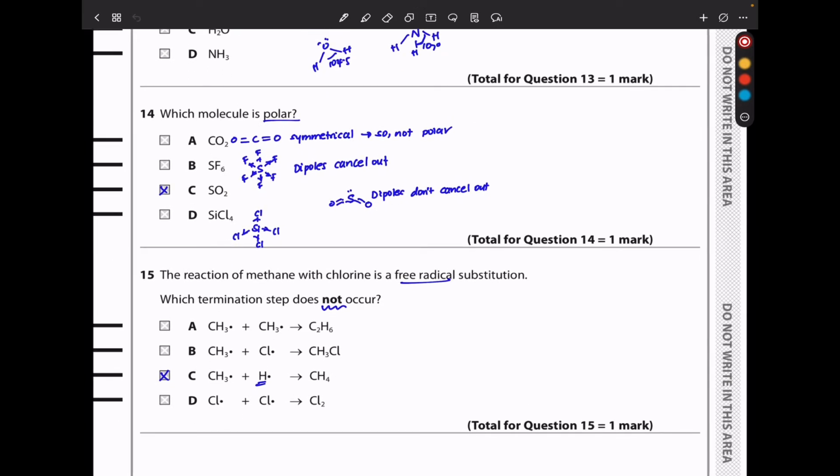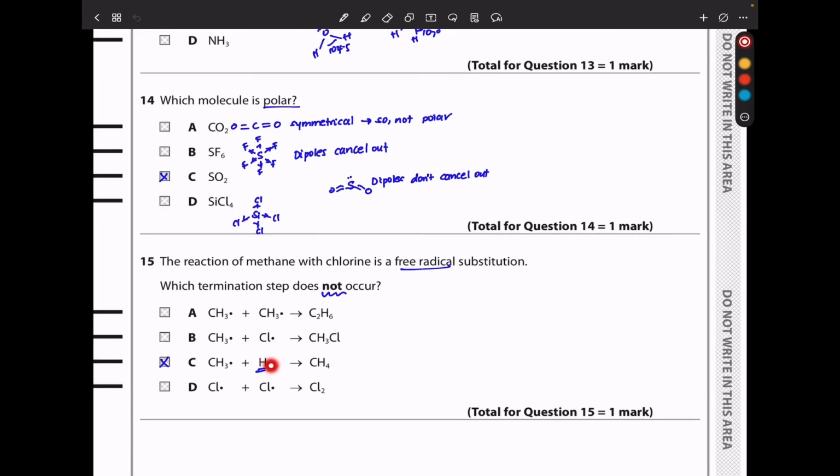In question 15, the reaction of methane with chlorine is a free radical substitution. Which termination step does not occur? There is no termination step involving hydrogen or a hydrogen free radical, so this is really wrong. The answer should be C. The rest of them do occur.